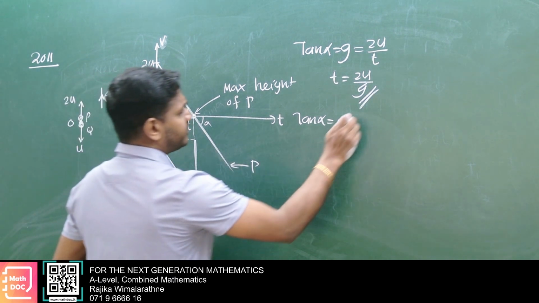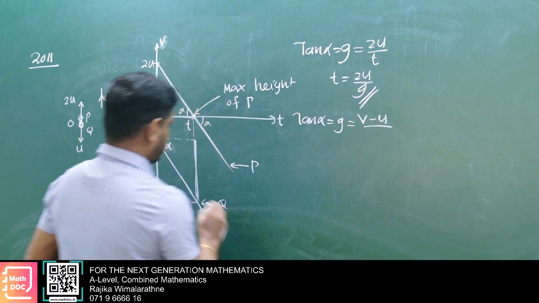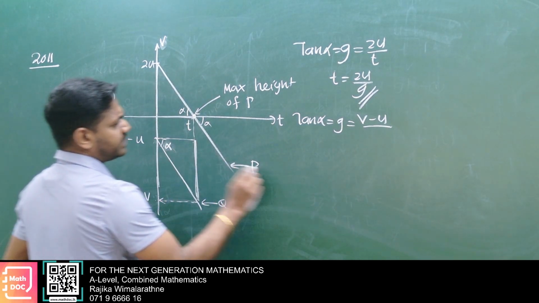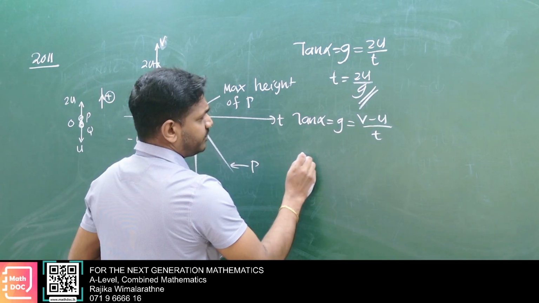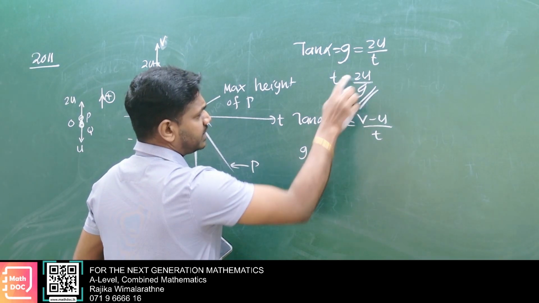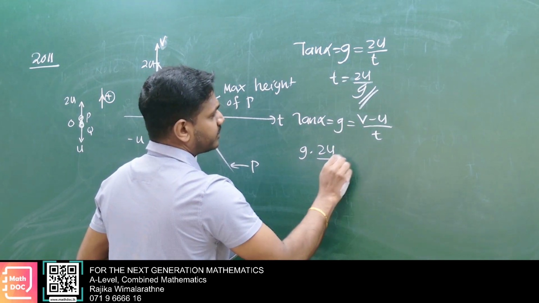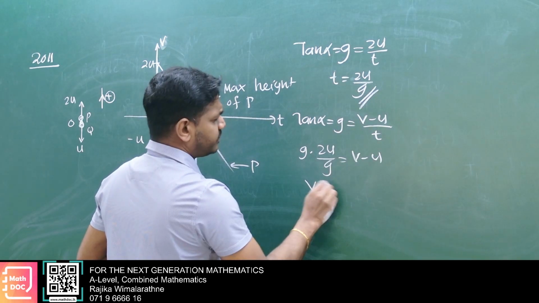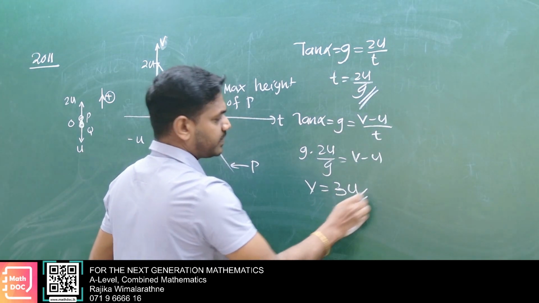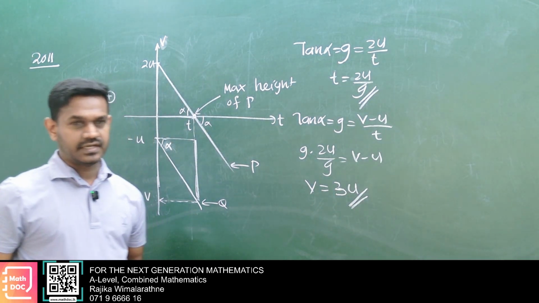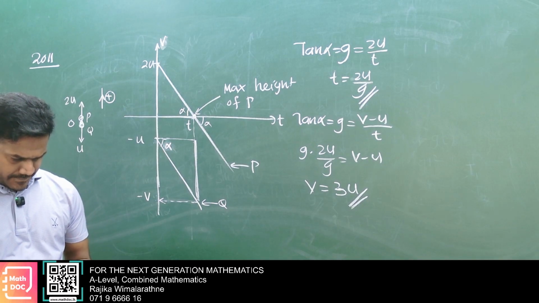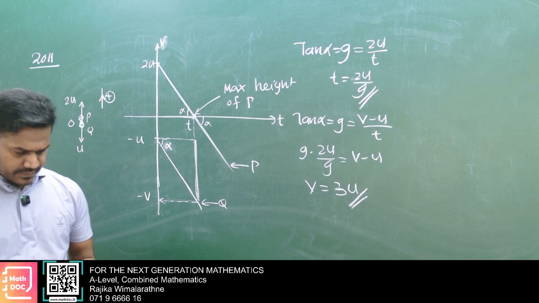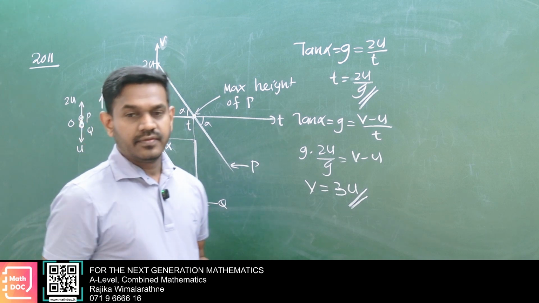V minus u divided by time t. Then g t equals 2u over g. V minus u, V equals 3u. Here it is 3u, no? Complete it.